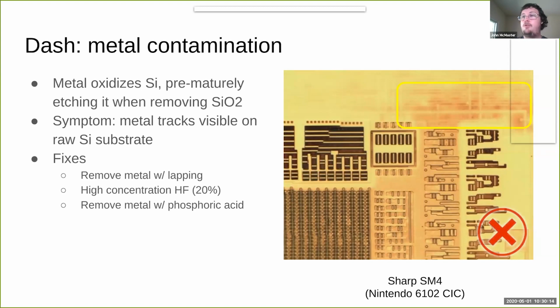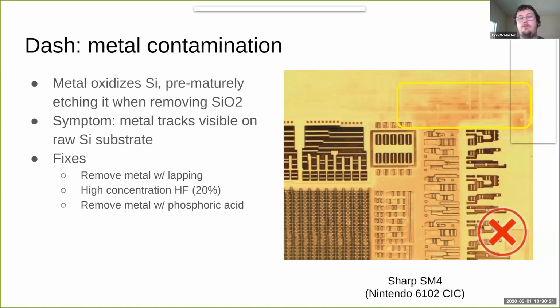And there's a couple ways that you can fix this. First, I would say, if you have a lapping machine, you can actually just physically remove the metal because it's above the actual implant ROM, and just get rid of it physically. And then by the time you start doing chemistry, there's no metal, no problem.